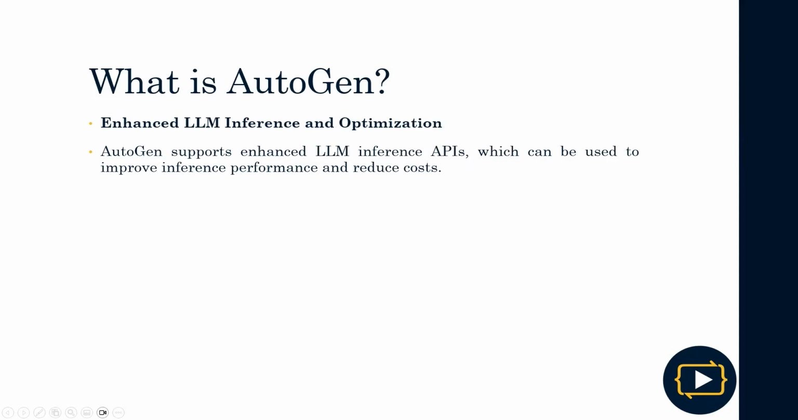It also allows for improved optimization and inference for LLM. Inference APIs for LLMs are supported, which can be used to improve performance and reduce costs. This is because, in addition to using Azure OpenAI or OpenAI, you can also utilize local services or other third-party models like Gemini, among others.